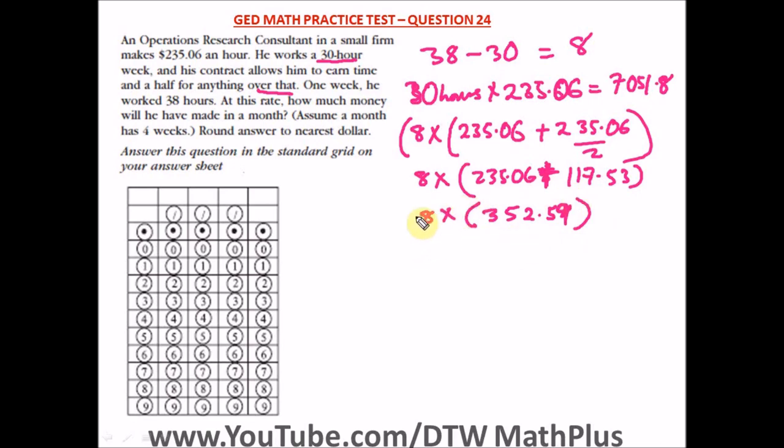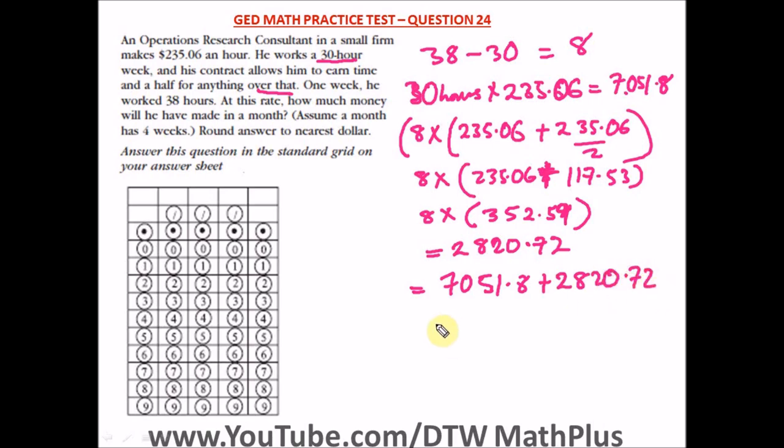And he worked 8 extra hours, so we just multiply. 8 times this, punching your calculator, we have 2,820.72. Let us add this to the first 30 hours, which is the normal time. So we add 7,051.80 plus 2,820.72, and we're going to have 9,872.52. This is the amount he earns for 1 week.